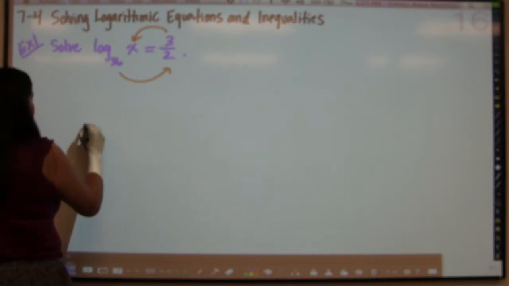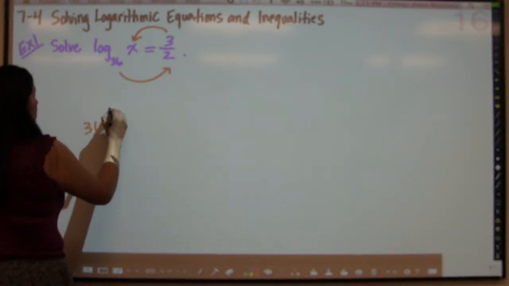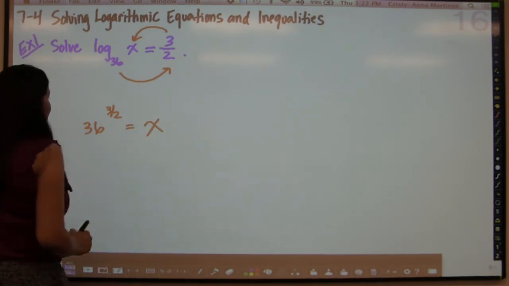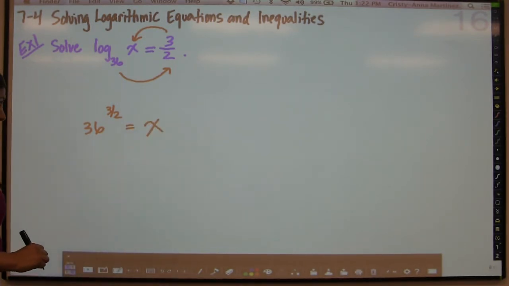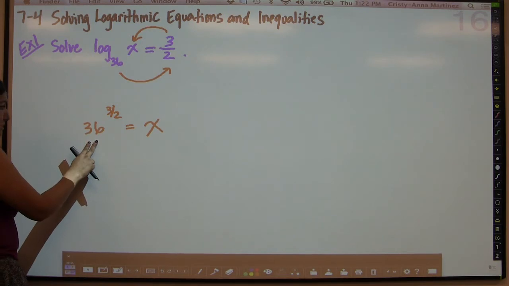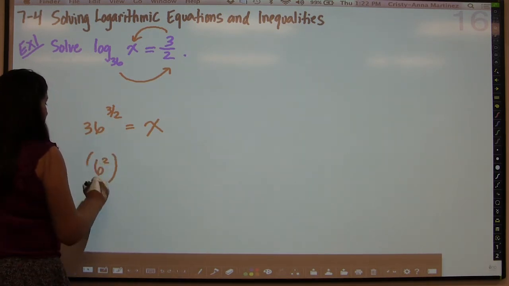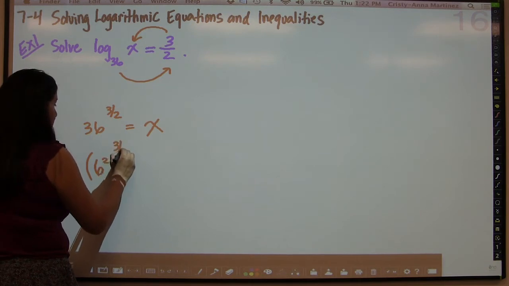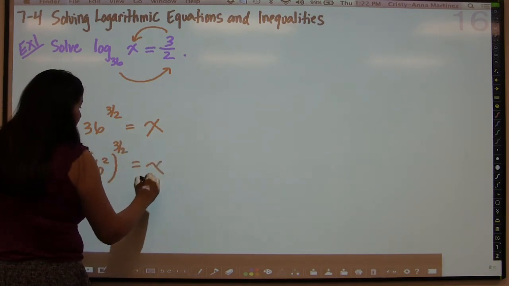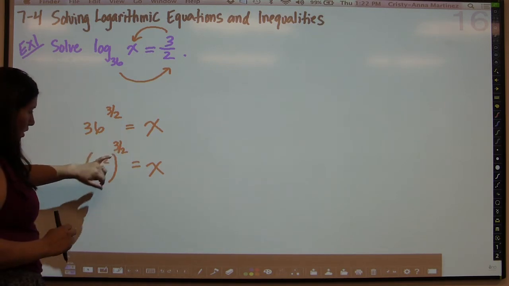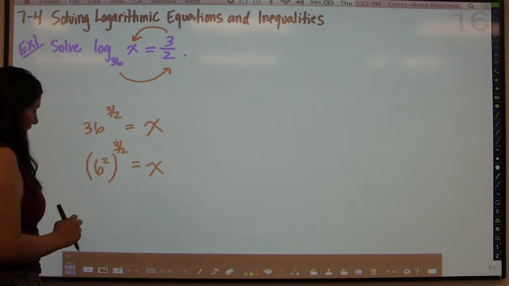If I transform this into exponential form, it's going to read 36 to the 3/2 power equals x. And then it doesn't seem so daunting to solve for x. So we know that 36 is actually the same thing as 6 squared. So really we have 6 squared to the 3/2 power. The reason I did that is because we have a property that says when you have a power raised to a power, you can multiply the exponents.